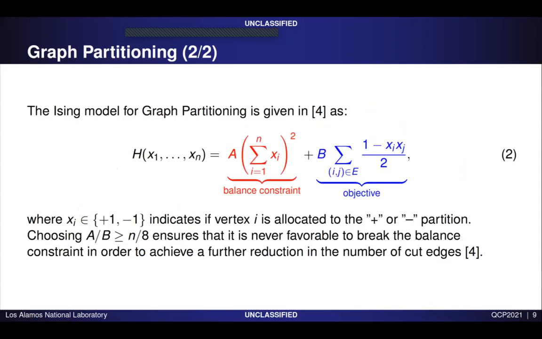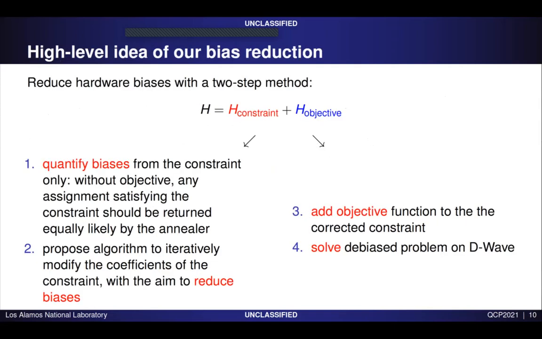Equation 2 shows us the Ising model for graph partitioning. We can see the two components of the Ising model are the balance constraint and the objective function. The balance constraint is minimized when the two sets are balanced, i.e. they differ by at most one node. And the objective is minimized when the cut size between the two sets is minimized. The resulting variable assignments we get for each graph node tell us which of the two partitions the node falls into. We choose the coefficients a and b such that a over b must be greater than or equal to n over 8, where n is the number of nodes in the problem graph.